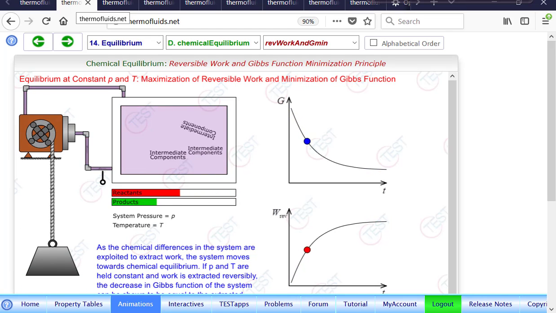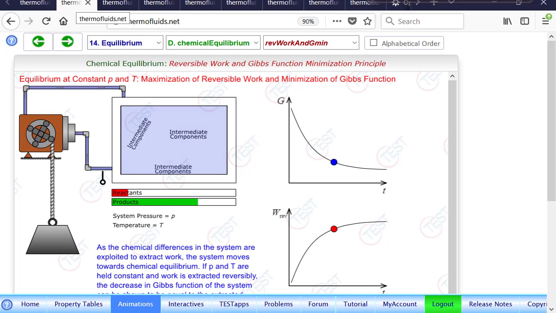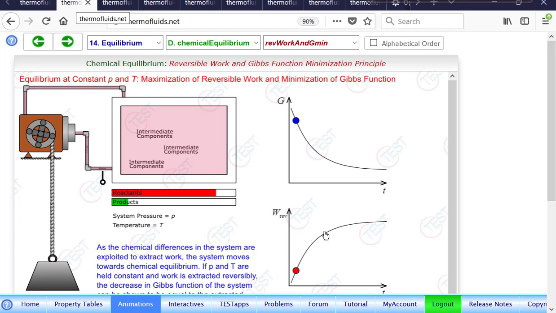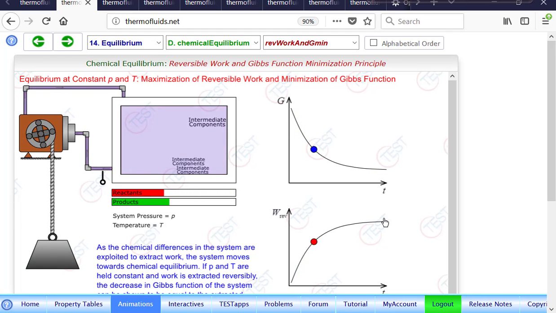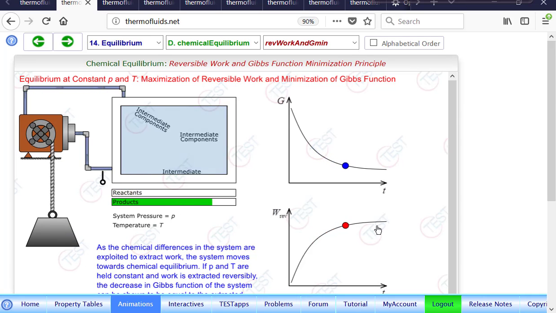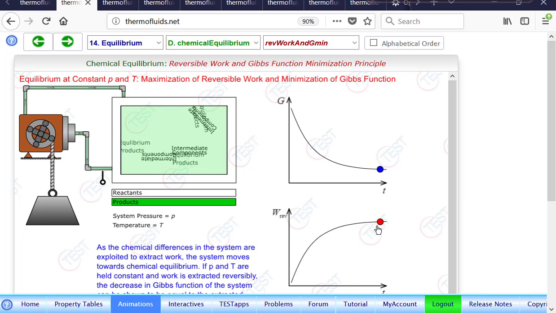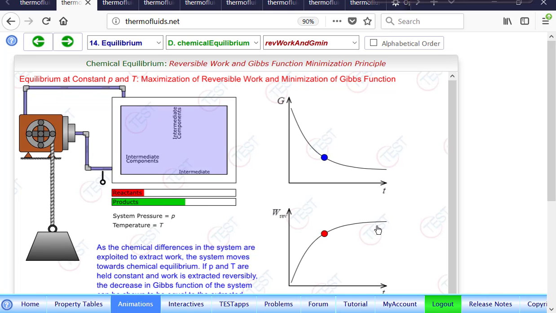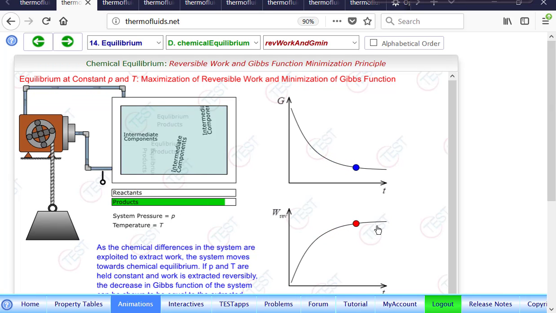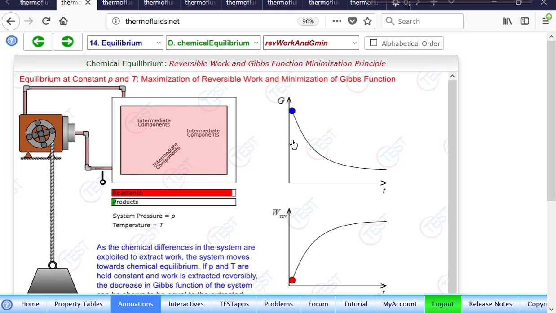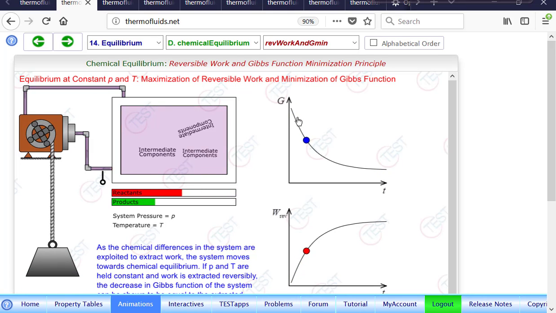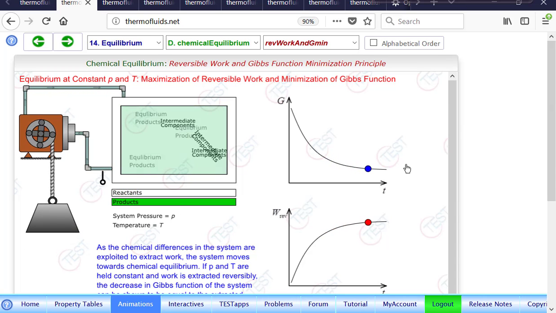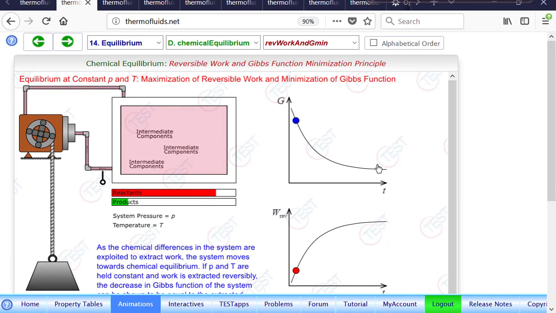Equilibrium means all the differences in the system are disappearing, but a difference can always be used to produce work. And as a result, as you produce more and more work, the system reaches equilibrium. That means there is nothing you can exploit any further from inside the system. There is no pressure difference, there is no temperature difference anywhere. There is no chemical potential difference anywhere. So it can be shown that maximizing the reversible work corresponds to the minimization of Gibbs function. So that gives us the equation to find the equilibrium composition.